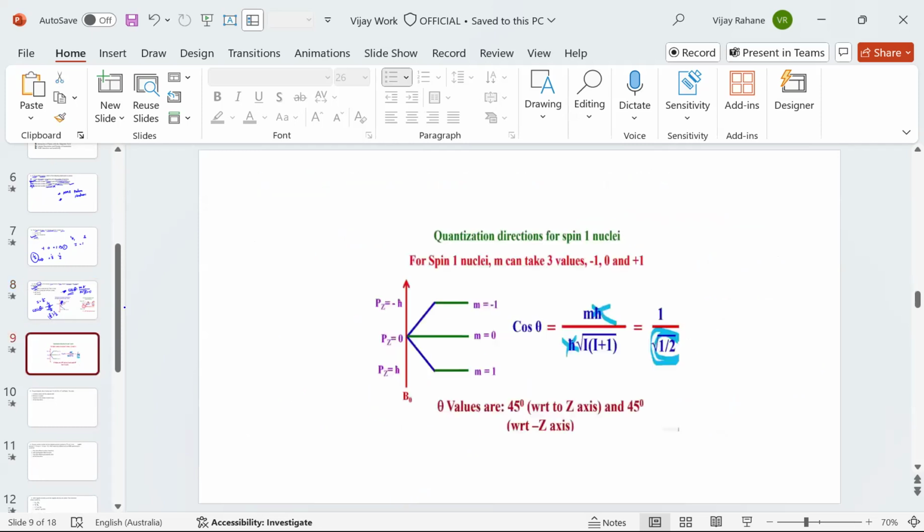Here is another example. Let's say the spin is equal to 1. In that case, I is equal to 1 you have to place, and I just calculated here. If you calculate this, it will be 1 upon root of 1 by 2, and it will be 45 degrees. So you can calculate for any kind of spin values by using this formula.